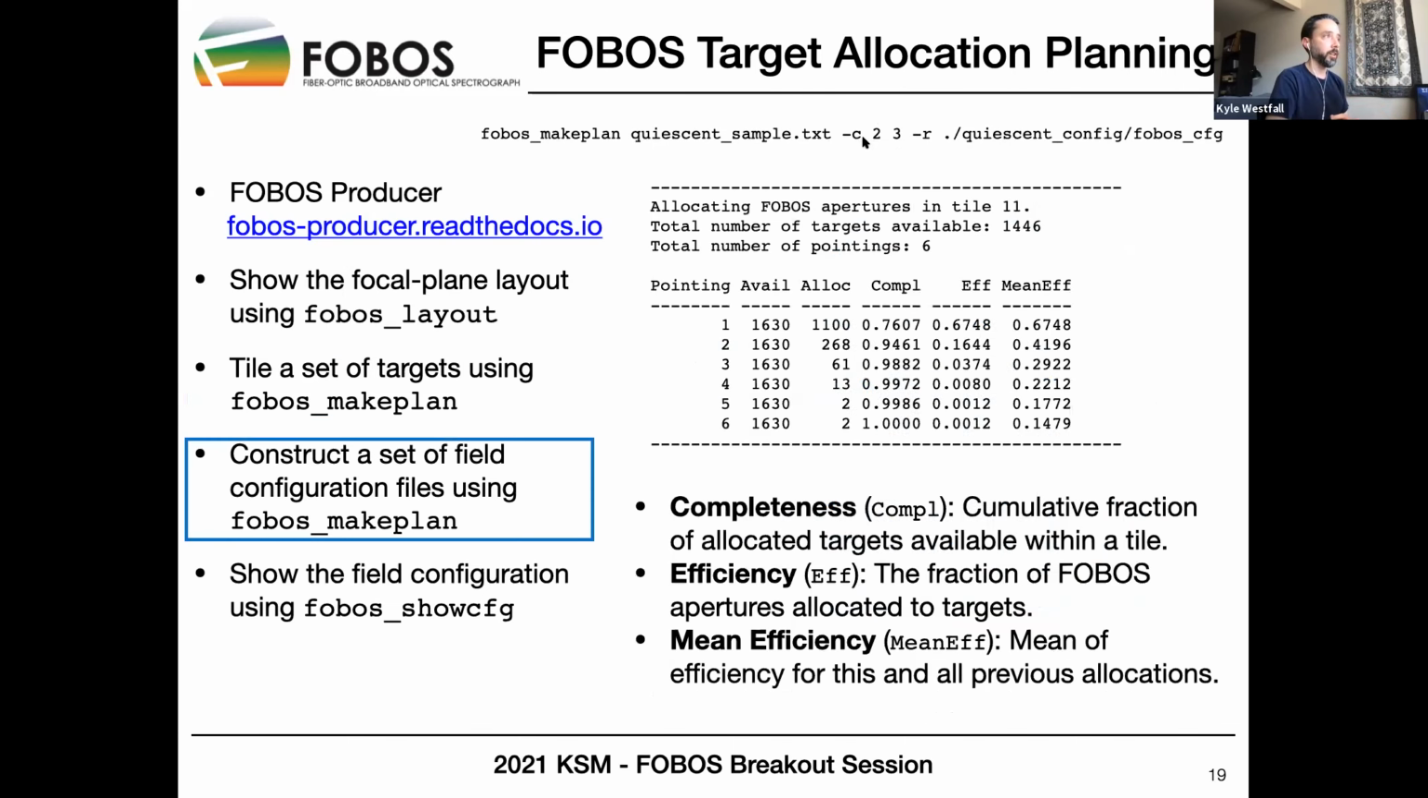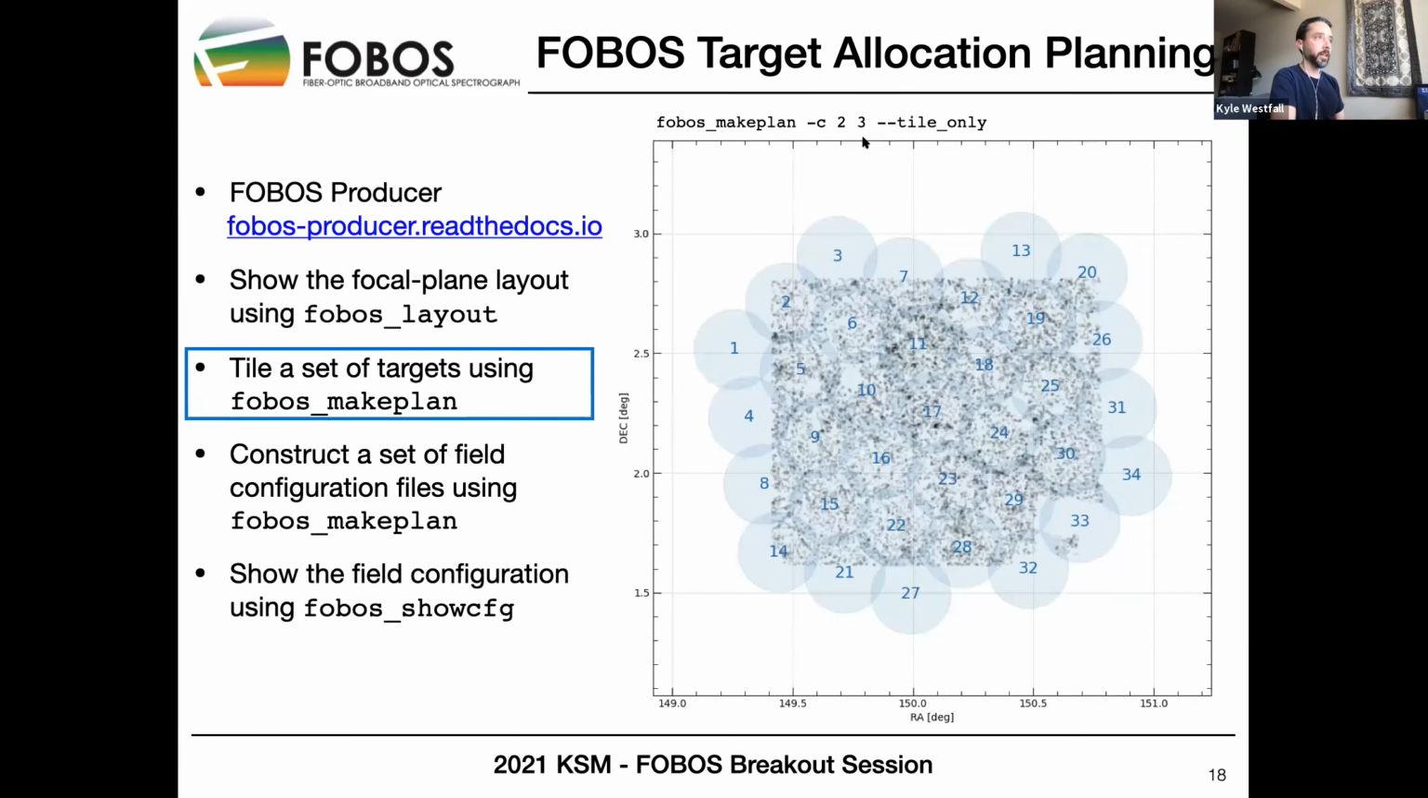Once you have that, then you would call it again without the tile only tag. If I go back to that, you notice that I have this dash tile only. So it only creates this plot if you have that option, and it shows where it's placing the tiles.